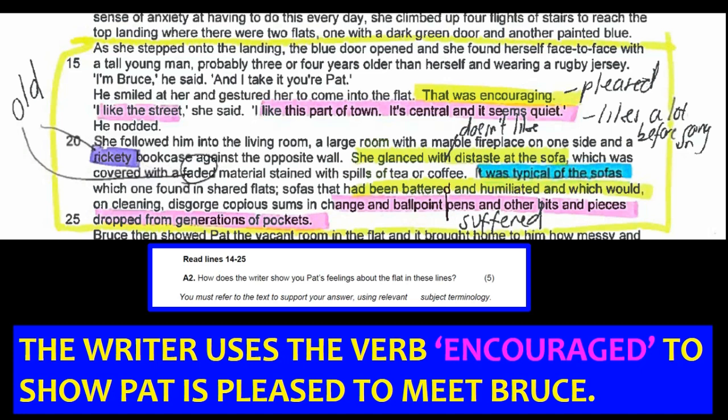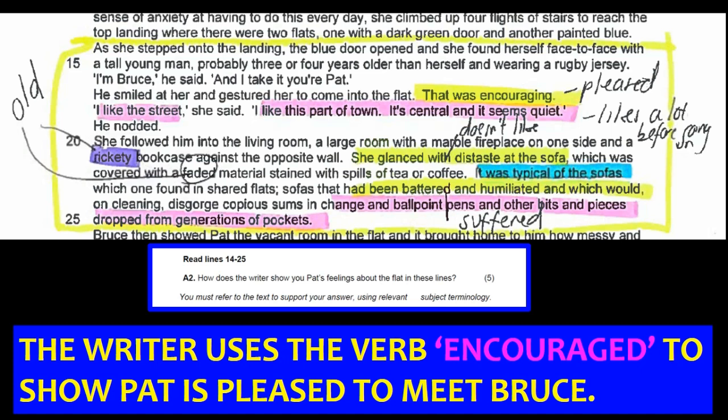Then the one thing she doesn't like is she sees the bookcase, which is rickety. The adjective rickety means old, wobbly. Then she says she glanced with distaste at the sofa. Distaste means you don't like something. Then it says the sofa was faded, so again that might show it's old. Then it says it was typical of sofas, that it was battered and humiliated. So these verbs, battered and humiliated, you almost say that the couch has suffered, like it suffered pain.